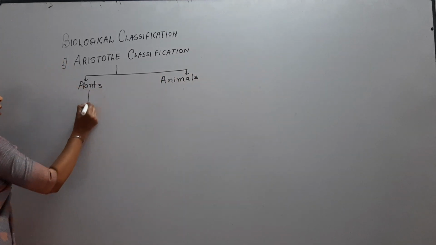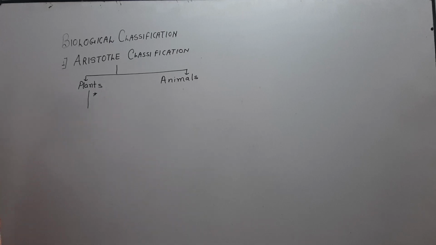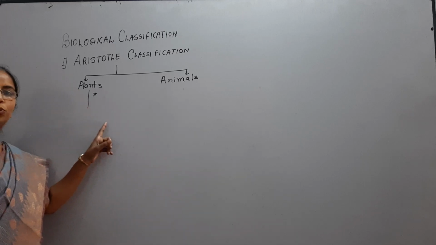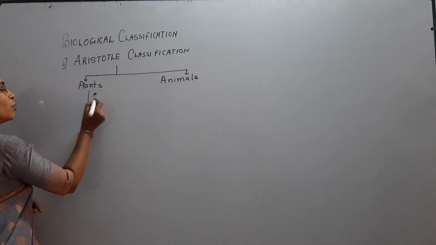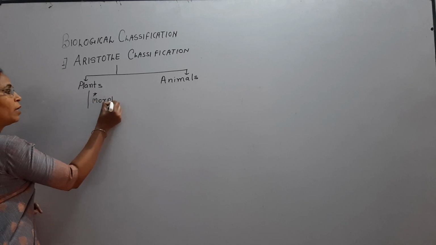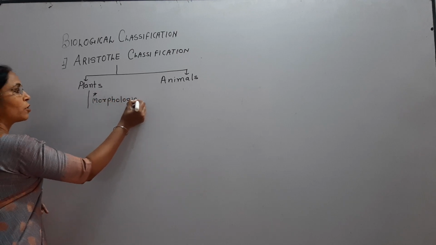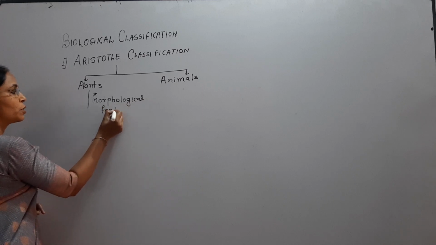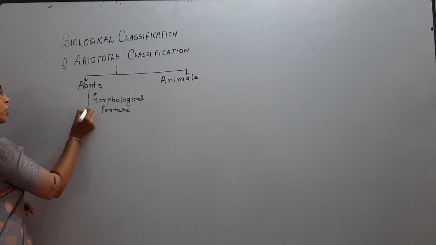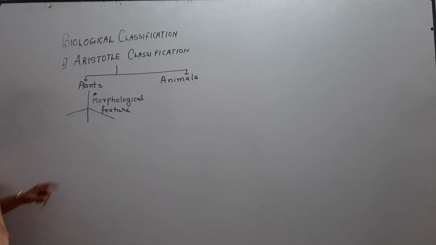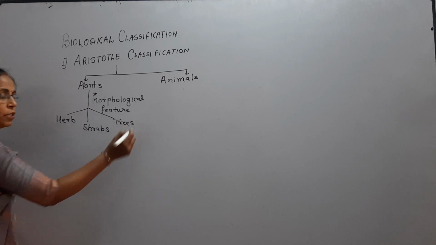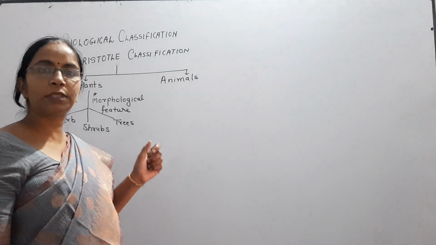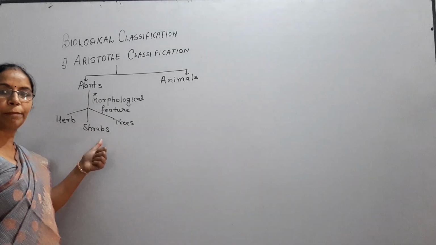The important point in Aristotle's classification is that plants are further divided into three categories. What criteria did Aristotle use for classifying plants? Aristotle classified plants mainly on morphological characters or morphological features. On the basis of morphology, he divided plants into three groups: herbs, shrubs and trees.